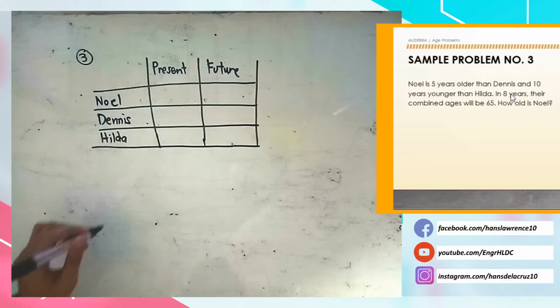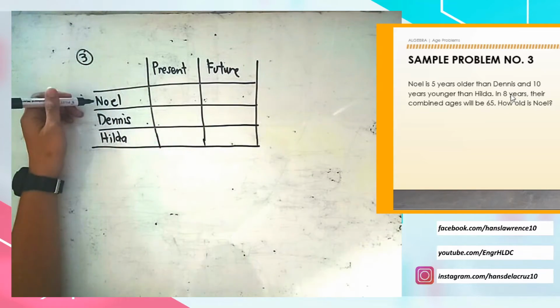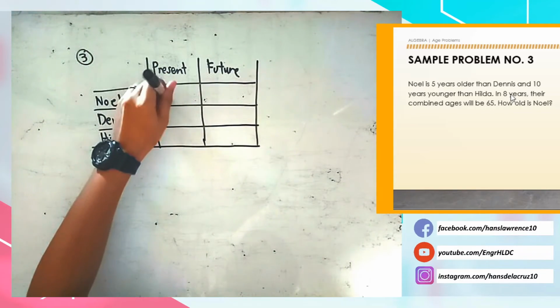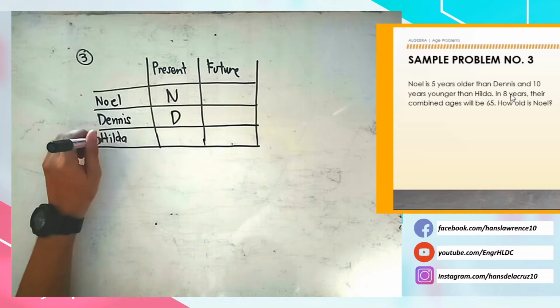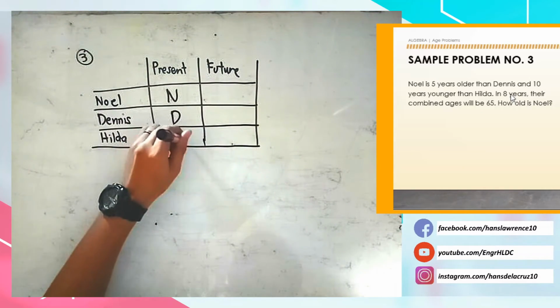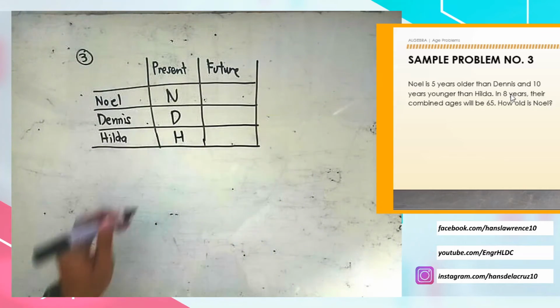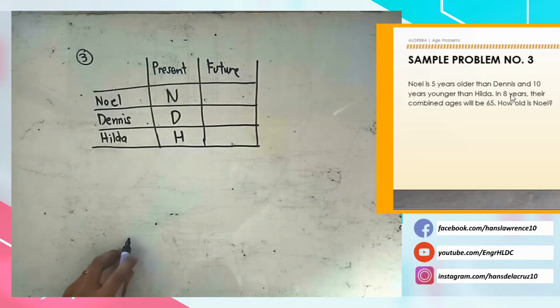Okay, so at present, let's denote Noel's age as N years old, Dennis' age as D years old, and Hilda's age as H years old. Okay? So, next is what?